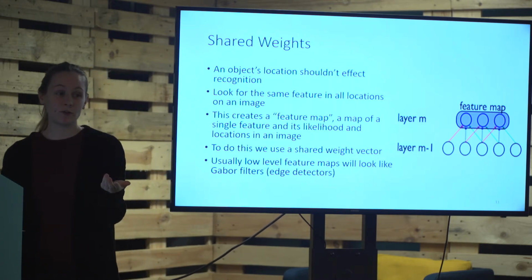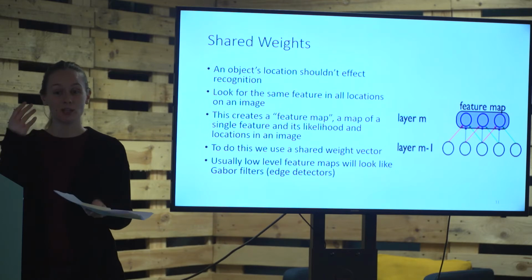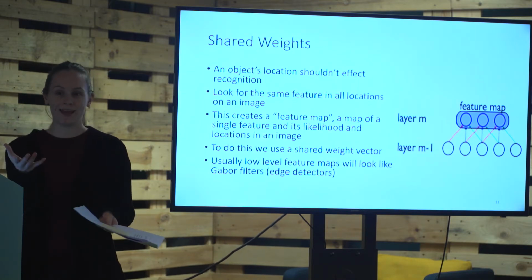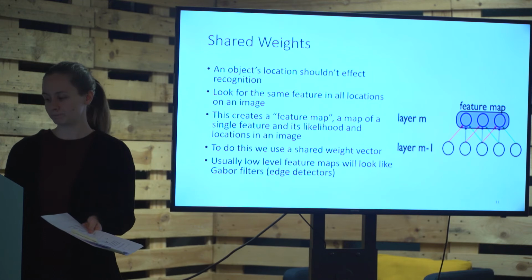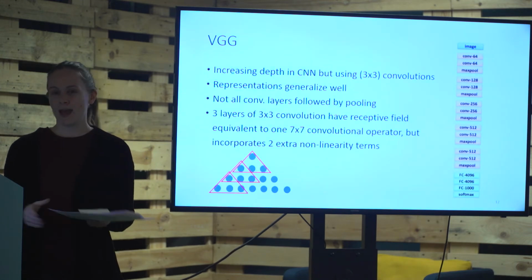And usually in the first few layers, these are edge detectors. And then in the subsequent layers, you go on to learn the more complex hierarchical features like we talked about before. So those are our feature maps.